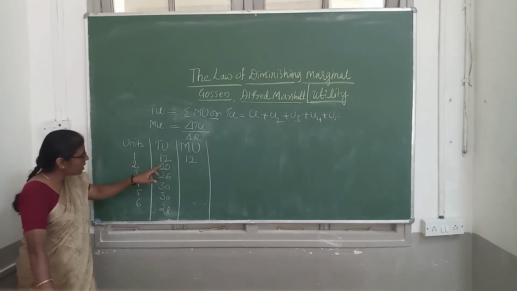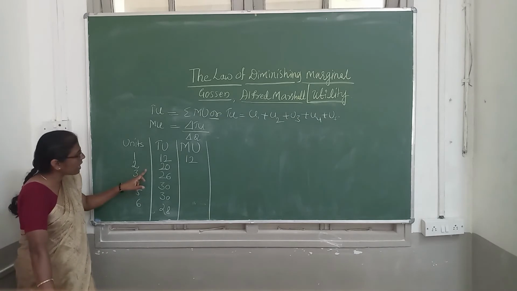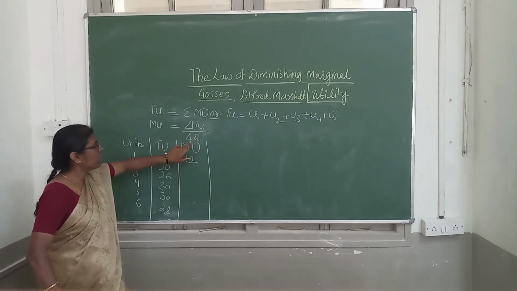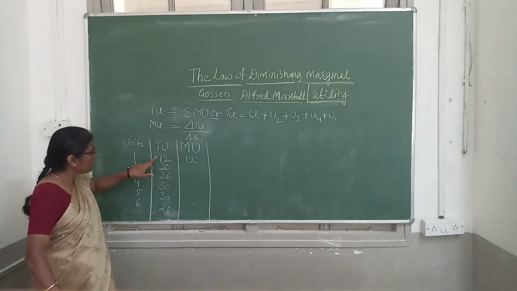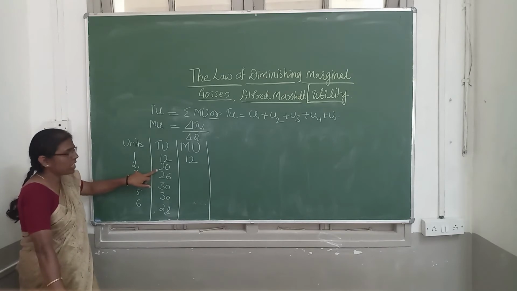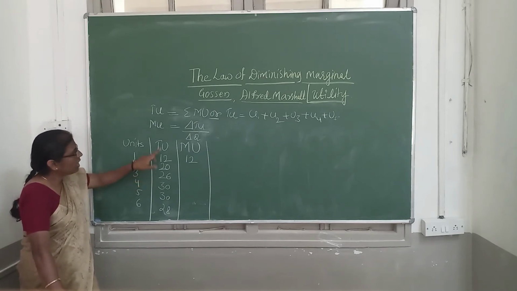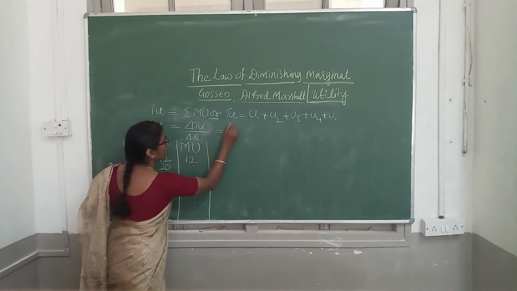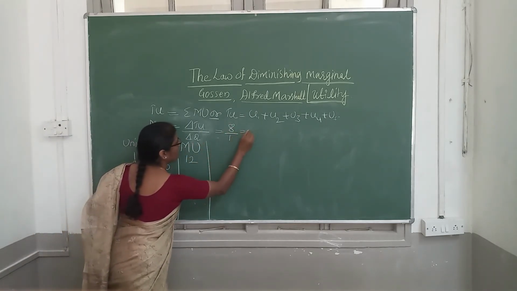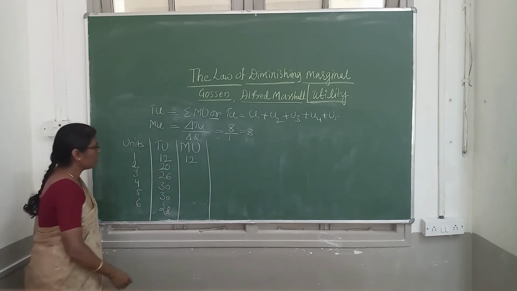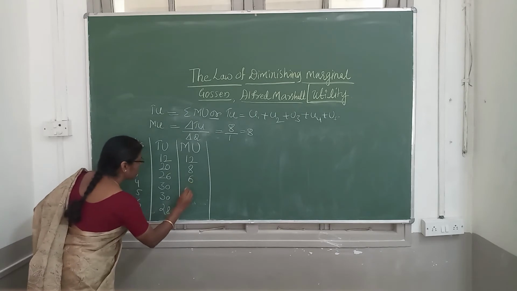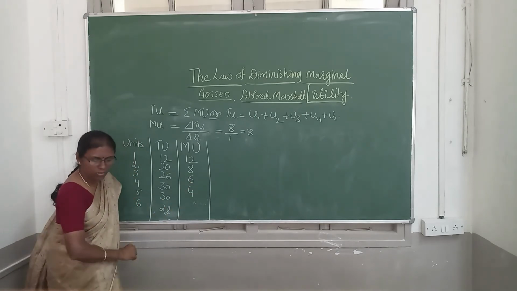Come to the second one. What is the marginal utility for the second unit? It is the change in total utility divided by the change in quantity. What is the change here? The difference between the first and second, that is 8. 8 divided by the change in quantity, that is 1, so your answer is equal to 8. Like this, this is 8, this is 6, and this is 4.